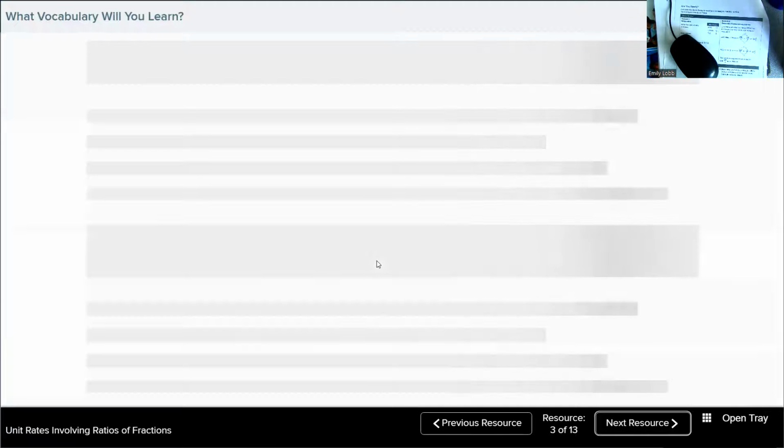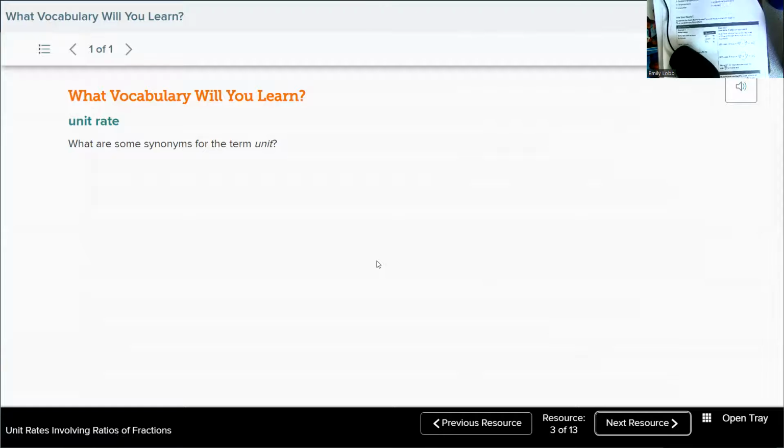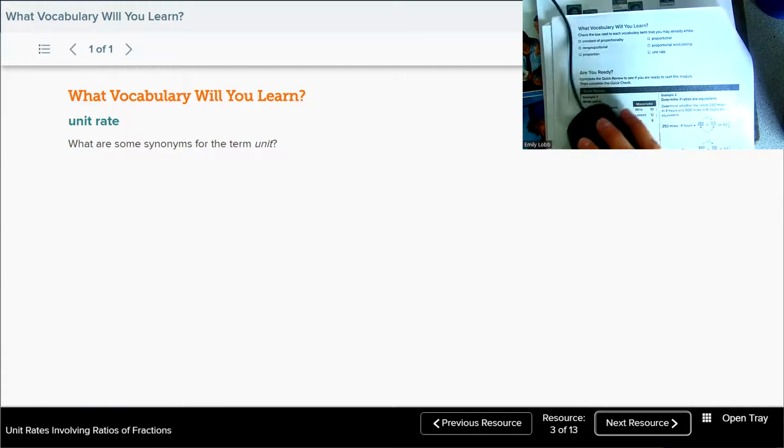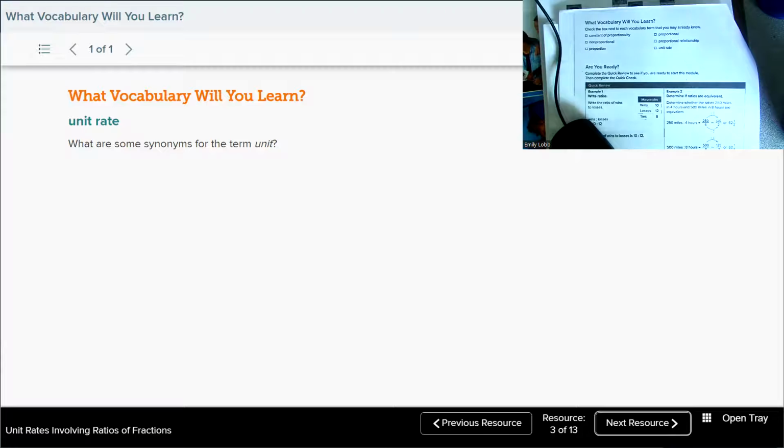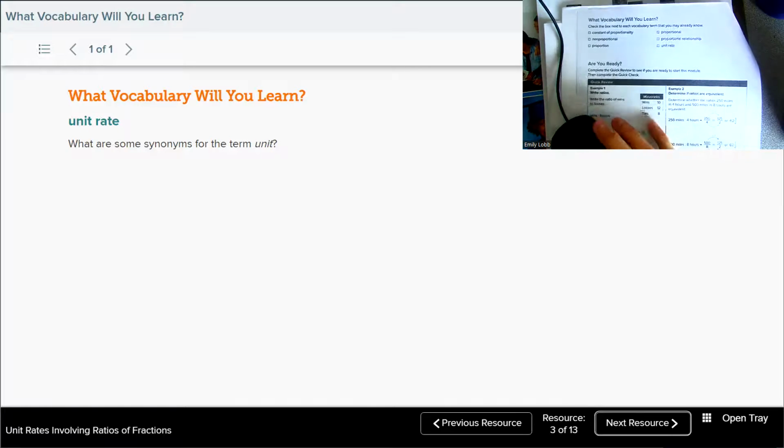Okay. Here you are at the top of page 2. What vocabulary will you learn? Well, there's a lot of vocabulary there. I want you to go ahead and look at those 6 terms and put check mark boxes next to the terms that you may already know. So do you know what the constant of proportionality means? Do you know what non-proportional means? Do you know what proportion means? Do you know what proportional means or proportional relationship? And finally, do you know what a unit rate is?